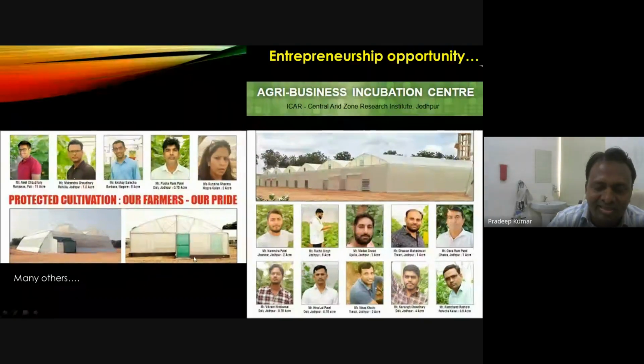There are some entrepreneurs who developed from Agri itself, and we have an agri business incubation center. This is a small picture. So many farmers and entrepreneurs are coming, like this one. Neel Chaudhary is nearby Jodhpur, running 20 acres of greenhouse. Here it was 11 acres in last year's pictures, and now he is running 20 acres. Likewise, there are so many young entrepreneurs, all less than 45 years. They are running greenhouse structures beautifully, and mostly they are using net houses.